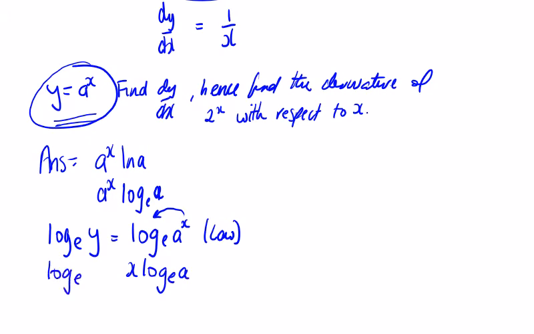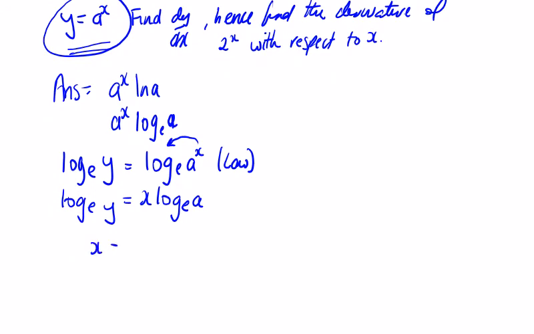And now we can actually isolate x on its own by dividing across by log of a to the base e. So log of y to the base e over log of a to the base e is equal to x. And I just put it should be the y on top and the a in the bottom.